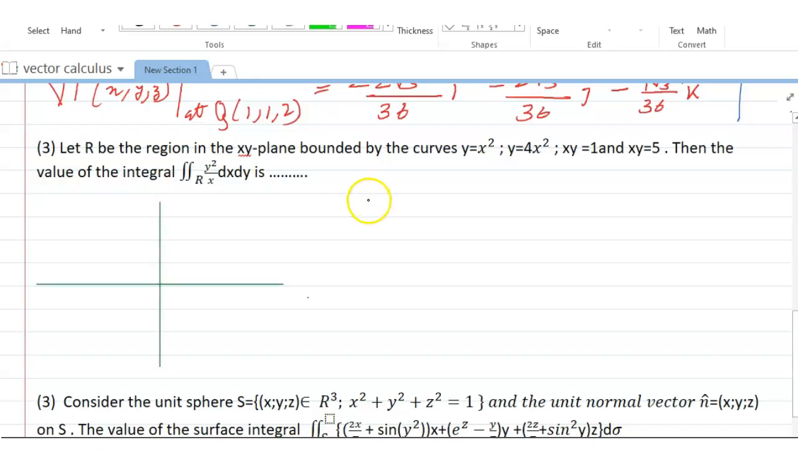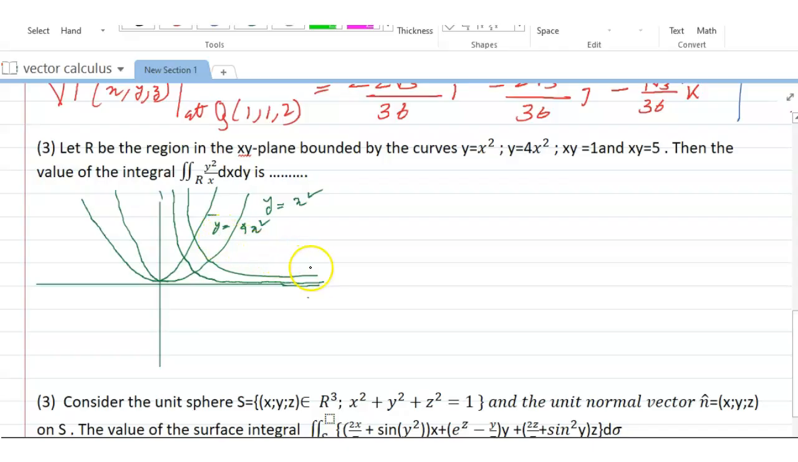Double integration problem is that: y is equal to x square, this is y is equal to 4x square, and this is the point xy is equal to 5 and xy is equal to 1, and I have to find out y square by x dx by dy. I have to find out these double integrations.